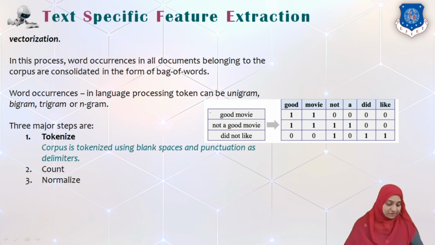Now over the x-axis we have the set of reviews: good movie, not a good movie, did not like it. If a particular token appears within a review, we will put value 1, otherwise 0. So here good is appearing, that's why 1, movie is appearing, no other tokens are appearing, that's why value 0. So the vector for the review good movie will be 1 1 0 0 0 0. For not a good movie, it will be 1 1 1 1 0 0. For did not like it, it will be 0 0 1 0 1 1.